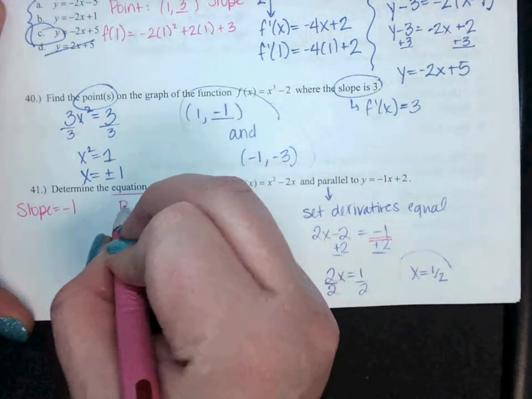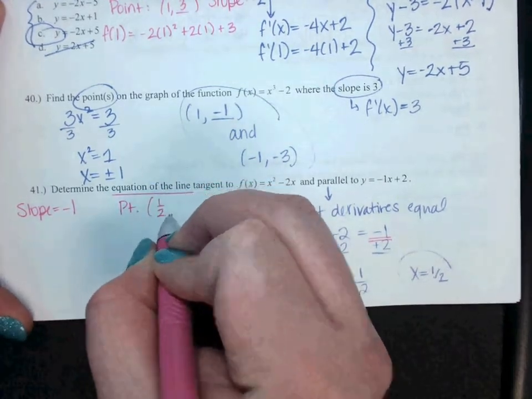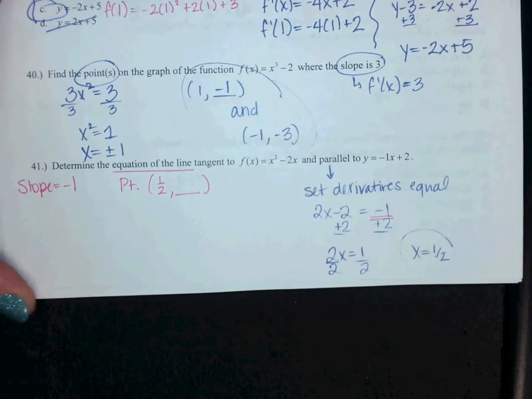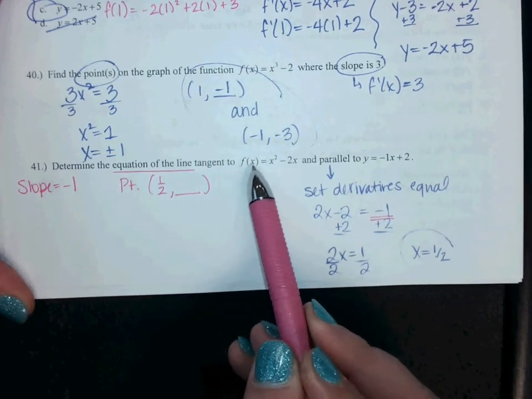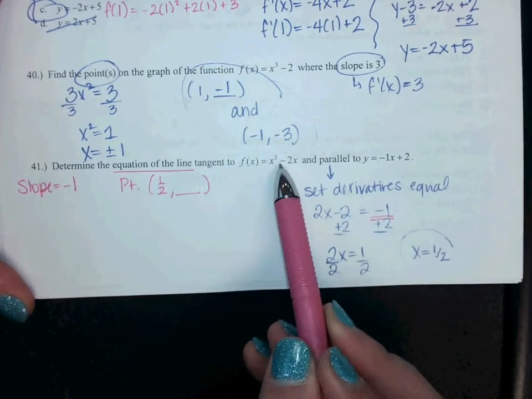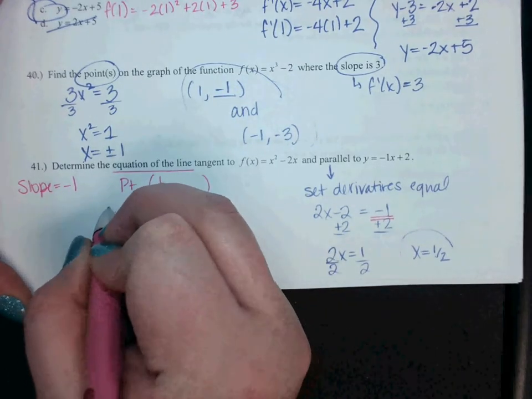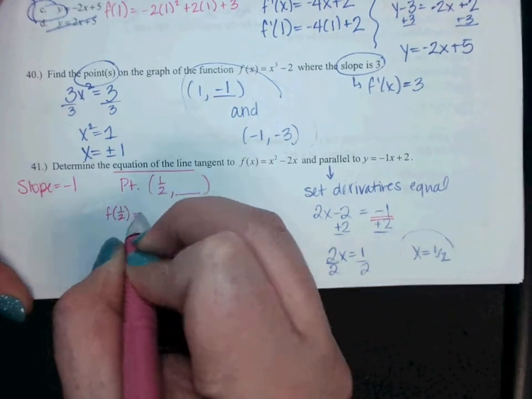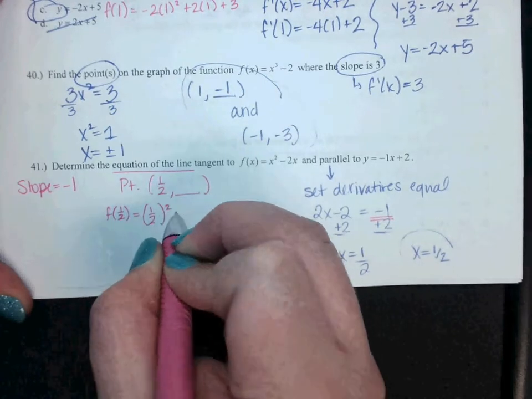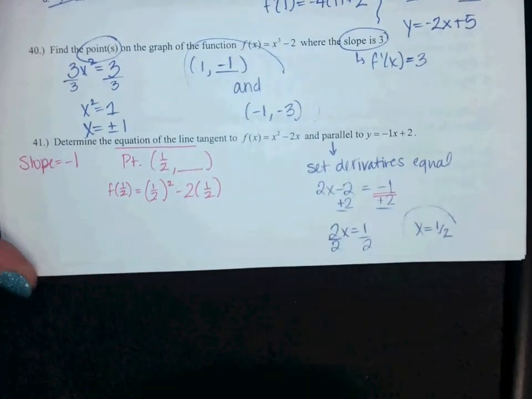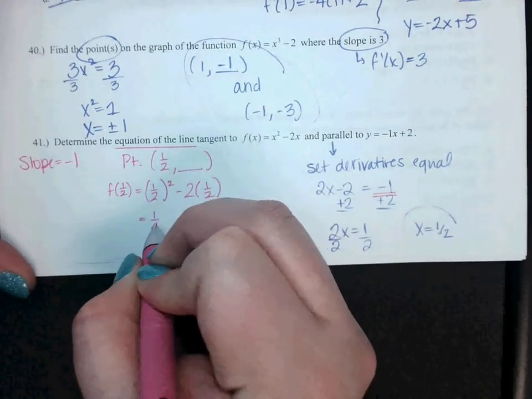And then for my point, I know that my x is 1/2. Now, what graph do I want to be tangent to? The curve or the line they gave me? Tangent to f, the curve. So I take this, plug in here. So what is 1/2 squared? 1/4. Minus 2 times 1/2. Well, that would be 1/4 minus 1.